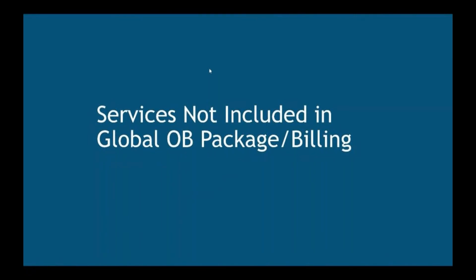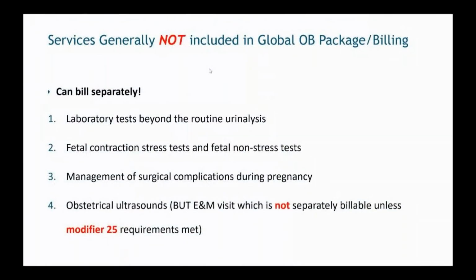Okay, here are services not included in the global OB package that generally you can bill separately. Laboratory tests beyond the routine urine analysis, fetal contraction stress test and fetal non-stress test, management of surgical complications during pregnancy, obstetrical ultrasounds, but the E&M visit is not separately billable unless modifier 25 requirements are met. So this is usually not included in the global package, but can be billed separately.